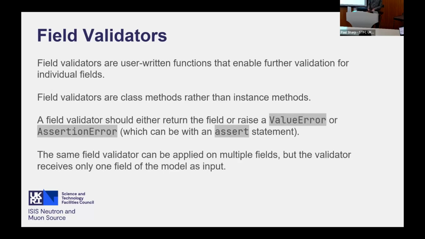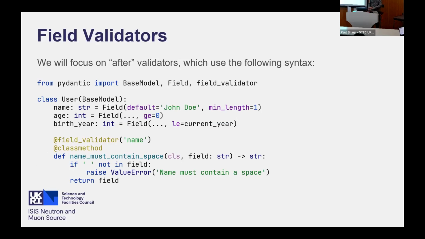Now, you can apply the same field validator to multiple different fields, but it only applies to one field at a time. So it only gets one field of the model, so you can't compare different fields to each other. So here's an example. We're focusing on after validators here. What they do is work after Pydantic does its validation and coercion.